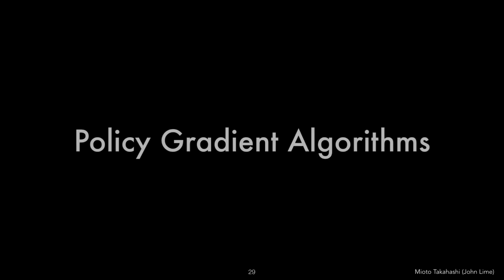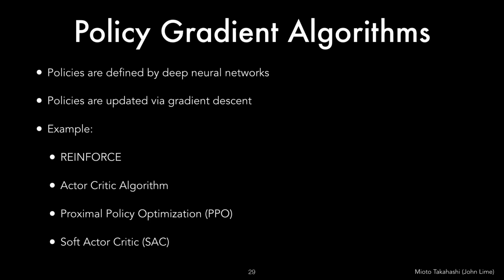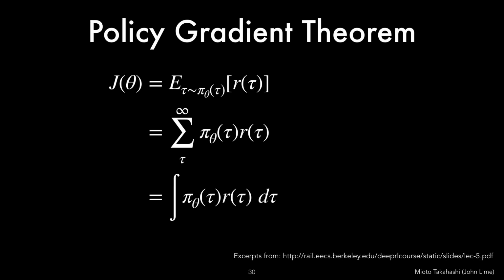Out of all the reinforcement learning algorithms that we have seen, we will focus on one type called policy gradient algorithms. Policy gradient algorithms refer to deep reinforcement learning algorithms where the policies are defined by deep neural networks and are updated via gradient descent. Some examples include REINFORCE and actor-critic, which we have seen before, and proximal policy optimization, and more recently, soft actor-critic. All policy gradient algorithms are based on a foundation called the policy gradient theorem.